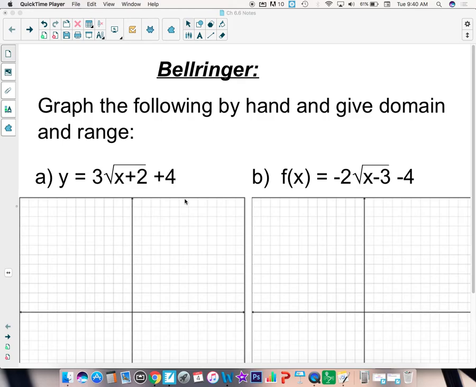Okay, your bell ringers are on the board. The sub will have those up there. Then it should be paused here for a few minutes. That way you can get started on it.